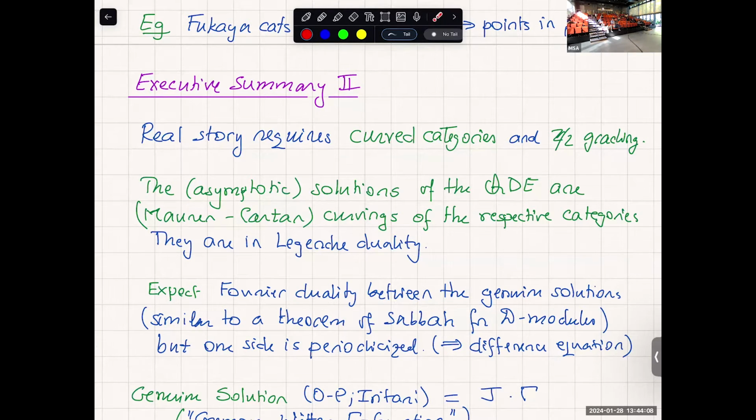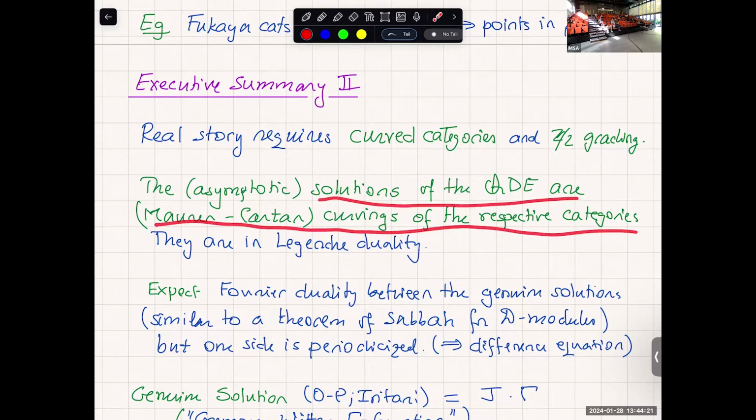And once we have a curving in the business, that's often a function on the base. So now we can talk about functions to get to a decategorified statement. But the asymptotic solutions to the quantum differential equations are the Morita-Cartan curvings of the respective categories on the two sides of the Fourier transforms. They're the thing which tell you how you deform your sheaf of categories from something constant.